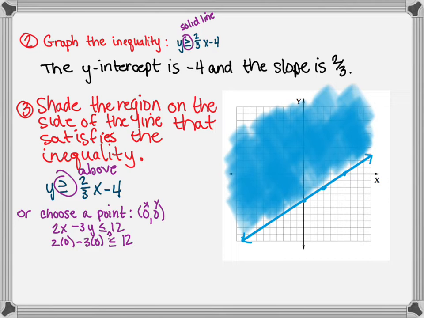We're asking, is this inequality true? So simplifying, 0 minus 0 is 0. Is that less than or equal to 12? Well, 0 is less than or equal to 12, so yes, this is true. So we have satisfied our inequality. So because that point satisfies the inequality, we would shade the side of the line that includes that point. If the inequality was not satisfied, we would shade the opposite side of the line, so the side of the line that does not include that point.